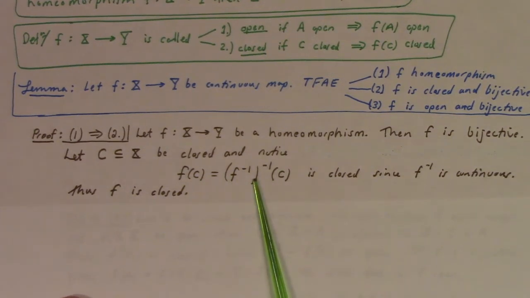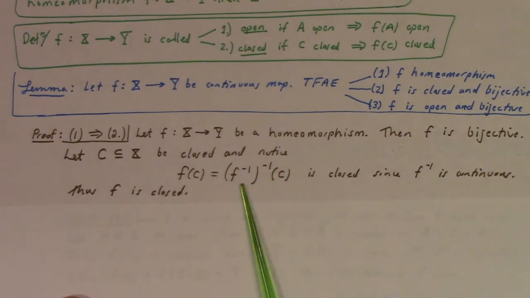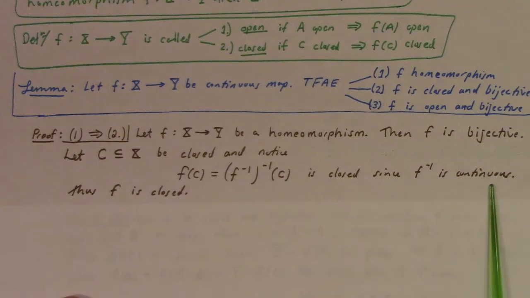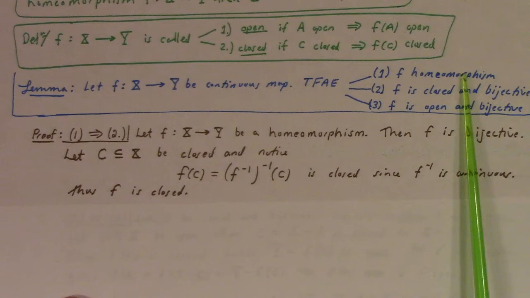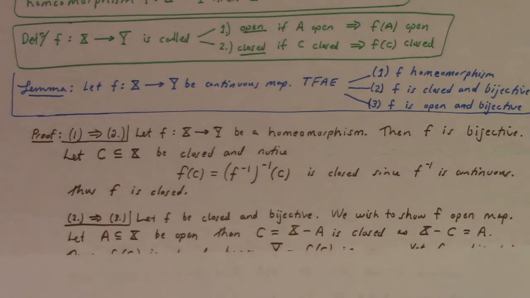And F is a homeomorphism, so its inverse map is continuous, right? So we've got a closed set, the inverse image of a closed set under a continuous map. Well, that's closed since F inverse is continuous. And so we have shown that the image of a closed set is closed, which is to say that F is closed. And we already assumed it's bijective, so it's still bijective. Yay! All right, great. 2 implies 3.